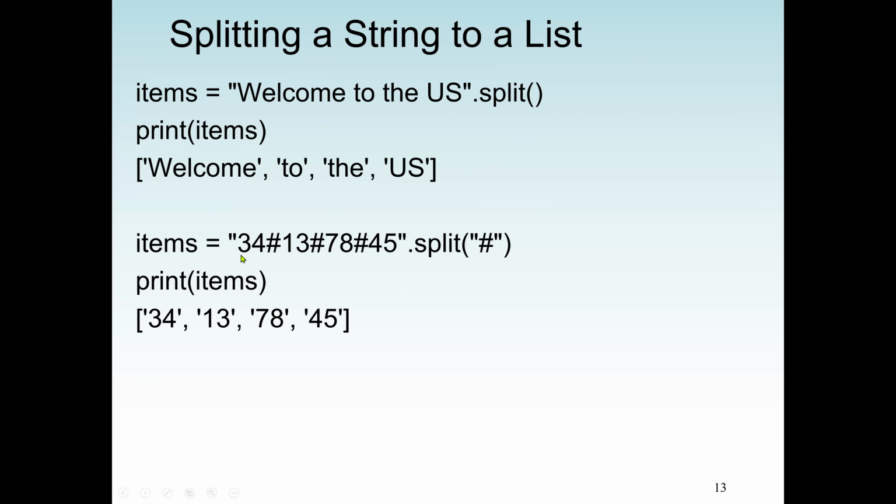Now here we have another example using the pound sign. All the values are together, there's no space. But anytime we see a pound sign, we are going to split it, because in our split method, we are using the pound sign as an argument. So we can see here, we have 34, a pound sign comes, so we split it, we get 13, another pound sign came, so we split it. 74 separately. Oh, sorry, 78. After 78, there's a pound sign, so we separate. Then we print 45.